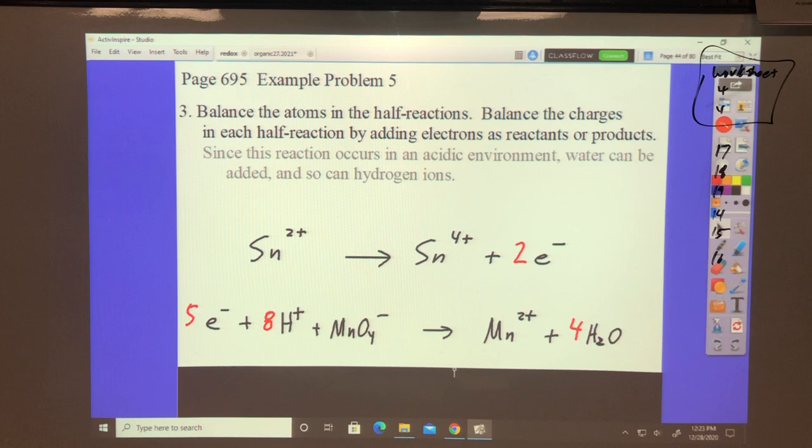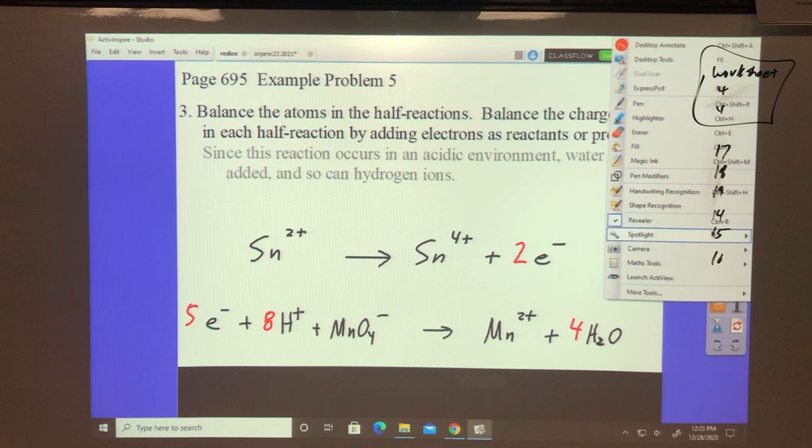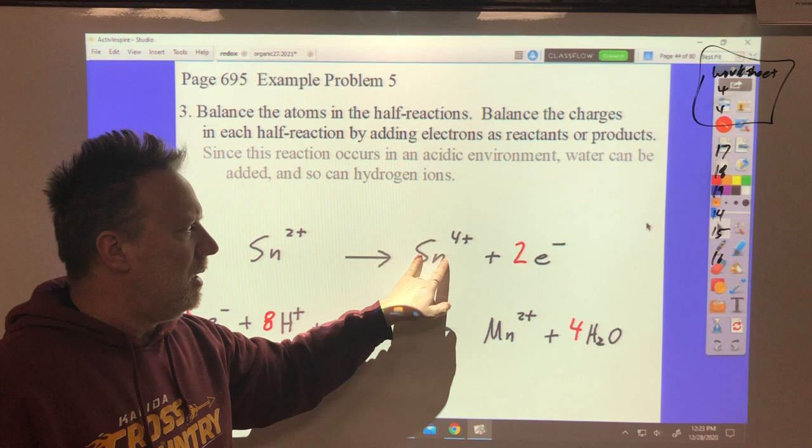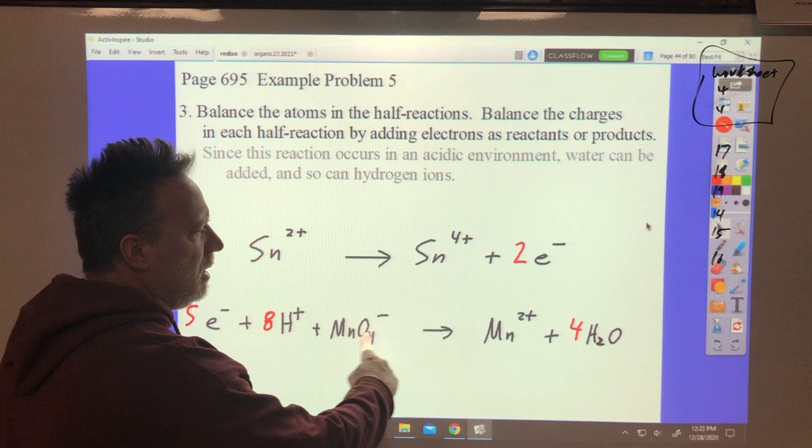Okay, so balance the atoms in the half reactions. And then you balance the charges by adding electrons. So I have two electrons. I have one manganese.